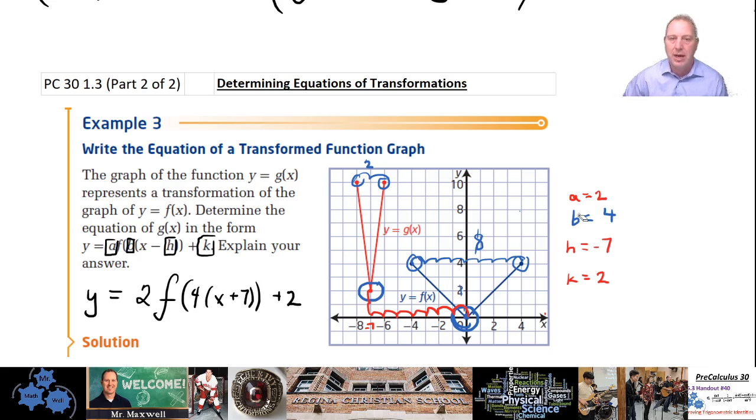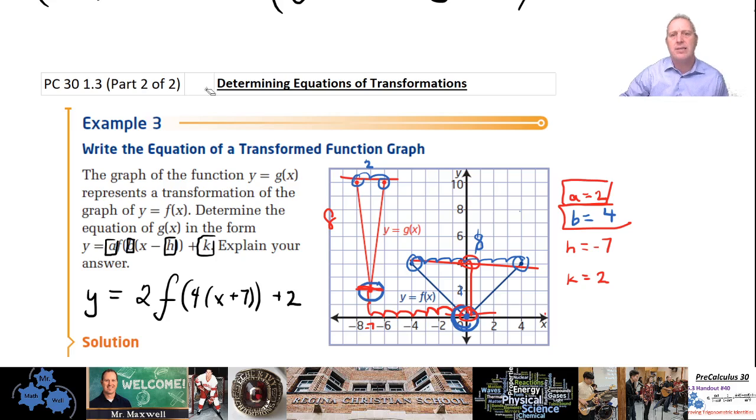Now I just started with B. I don't know why, but A. Okay, what about A? Well, I don't have A marked on here, but we go from 0 to a maximum of 4. You see that? 0 to 4. That's 4 units. What about this one? 2 to 10. Well, that's 8 units, right? So it looks like it's been stretched, pulled up this way by a factor of times 2. So there's your A value of 2. You've got A now, you've got B.